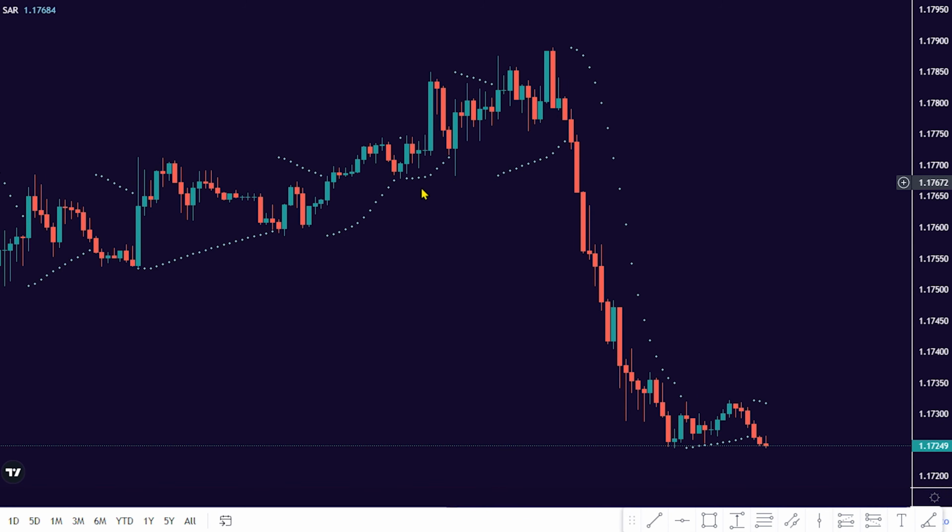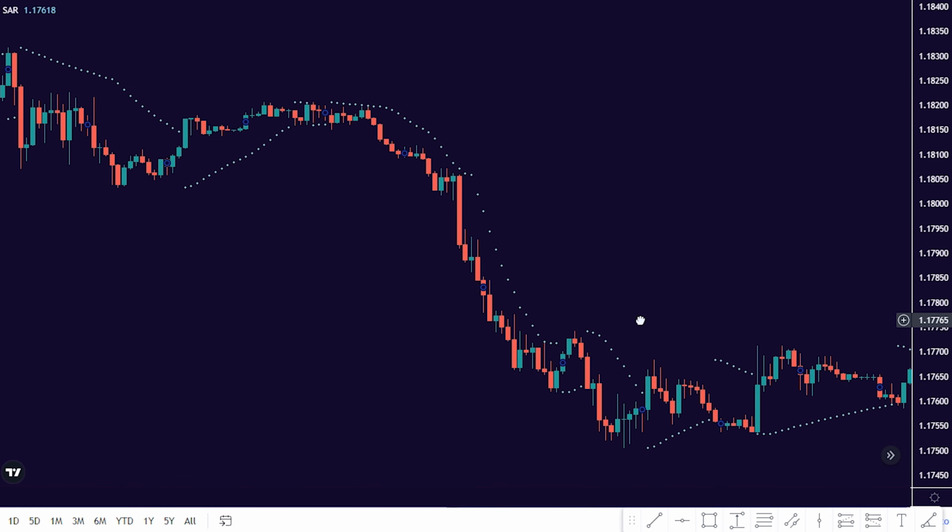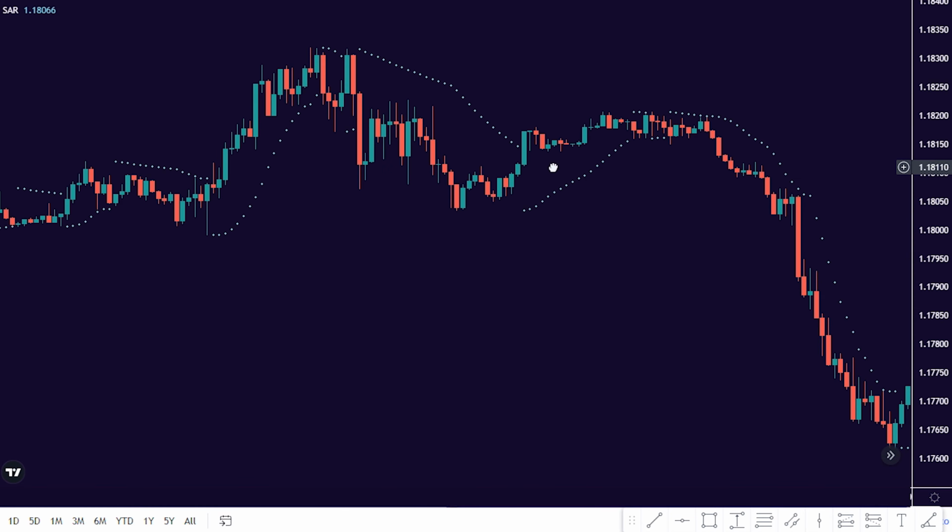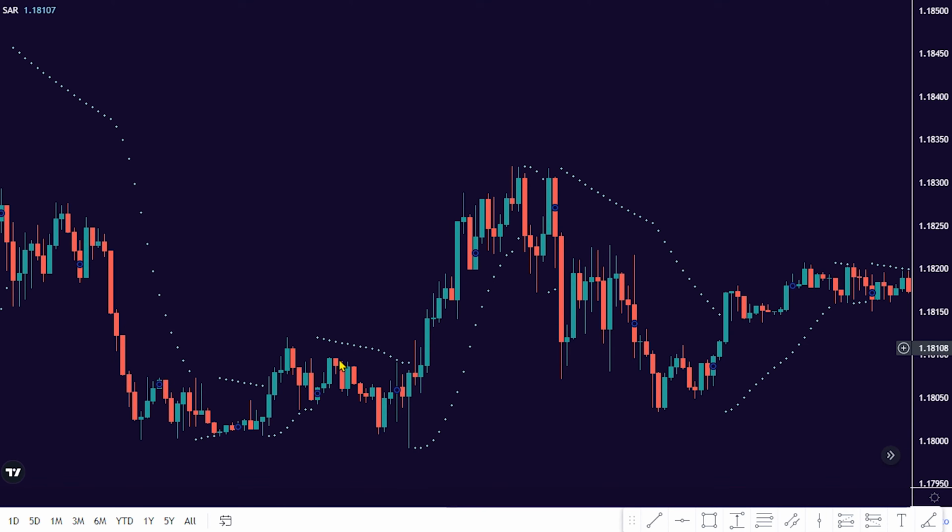We will use this trading indicator to trade on the 15 minutes time frame in the direction of the dominant trend based on the higher time frame.